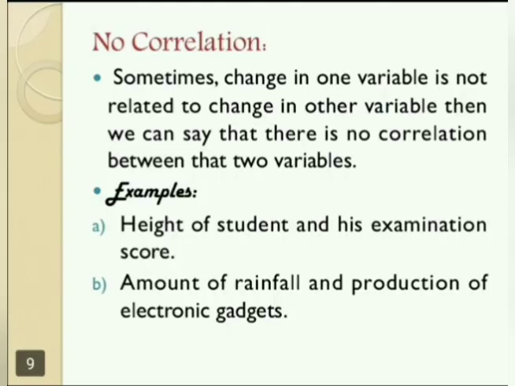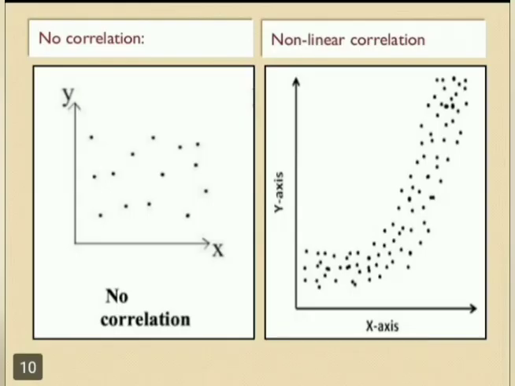The third type is no correlation. Sometimes change in one variable is not related to change in the other variable, then we can say that there is no correlation between those two variables. Example, height of a student and his examination score. Now we are aware that the height of any person cannot show the person's ability. Second, amount of rainfall and production of electronic gadgets.